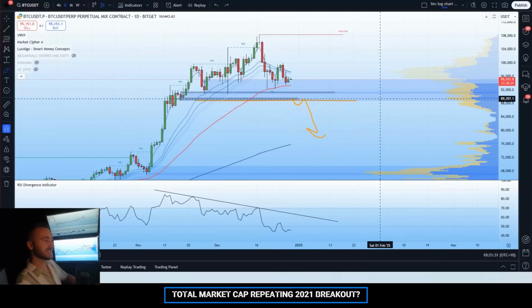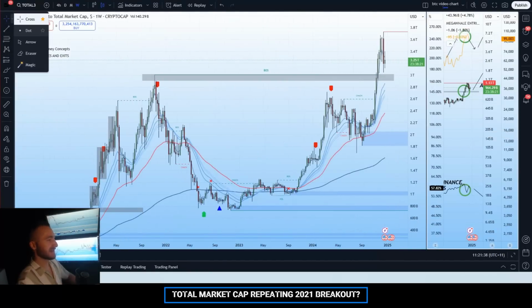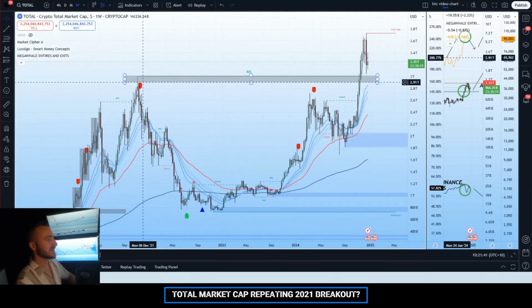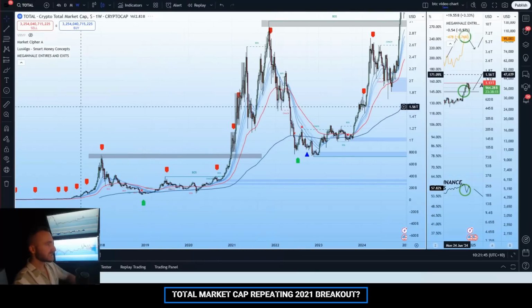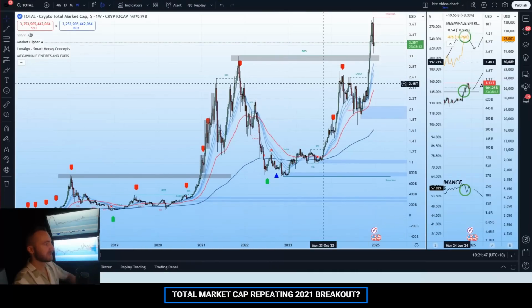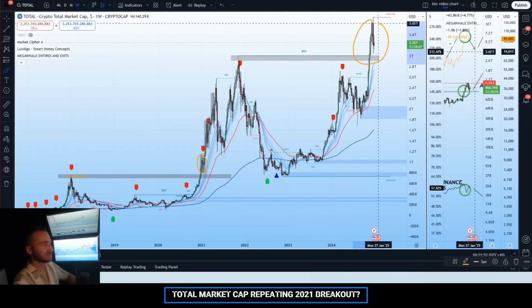We'll make a second video on our second channel at some point discussing the altcoin market. I do want to quickly go over this though, however. The total 3 market cap, as we can see, is sitting above this prior 2021 high point. Now, historically, we have seen corrections post-breakout. I want to show you right over here. We saw this correction post-breakout. We are seeing exactly the same thing happen over here.